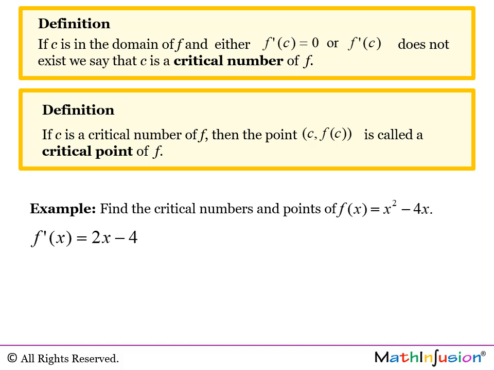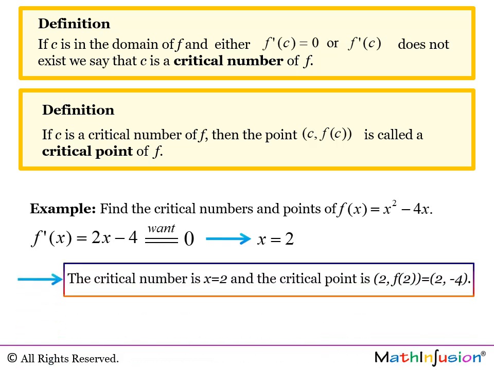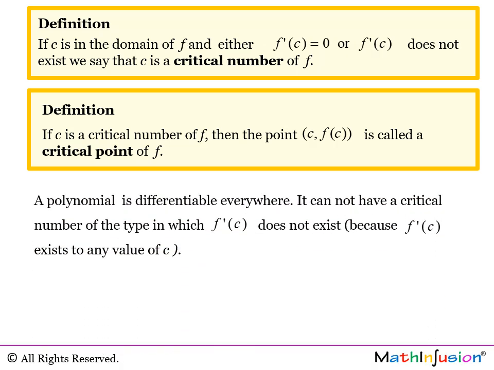First we will differentiate. Now if you look at the definition, one sort of critical point is the one for which the derivative is 0. So I would like this to be 0. Solving for x, I get x equals 2. And I get that the critical number is x equals 2, and the critical point is (2, f(2)), which equals (2, negative 4). A polynomial is differentiable everywhere. It cannot have a critical number of the type in which the derivative does not exist.